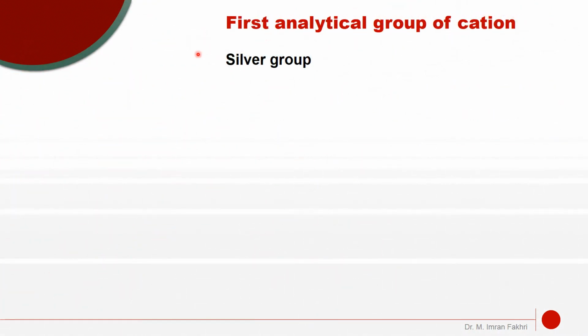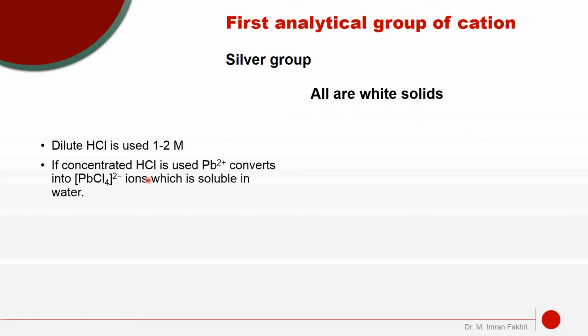For the first analytical group of cation, the silver group, we add dilute HCl, and white precipitates are obtained. This means that the first group cations are present. Silver ion, lead 2 positive ion, or mercurous ion may be present here. We have to use dilute concentration. If we use a higher concentration than 1 to 2 molar, the lead chloride precipitate is going to be redissolved. It is going to be soluble in the form of PbCl4 2 negative ion. This complex ion is soluble in water.